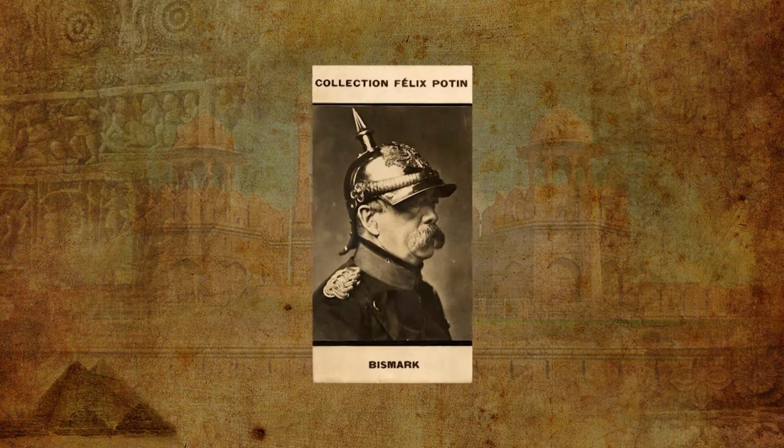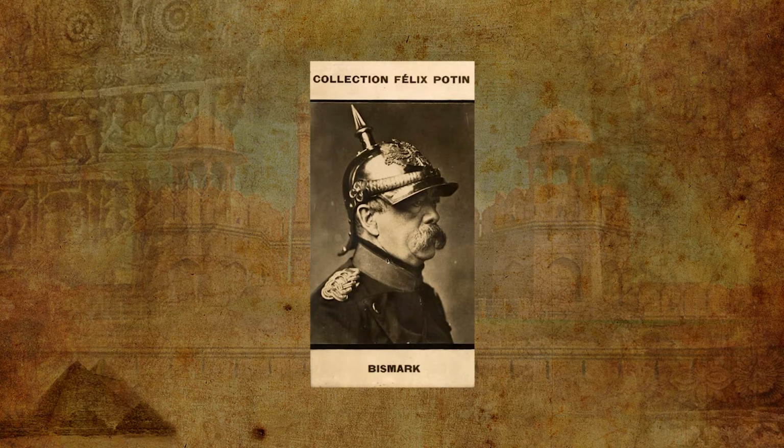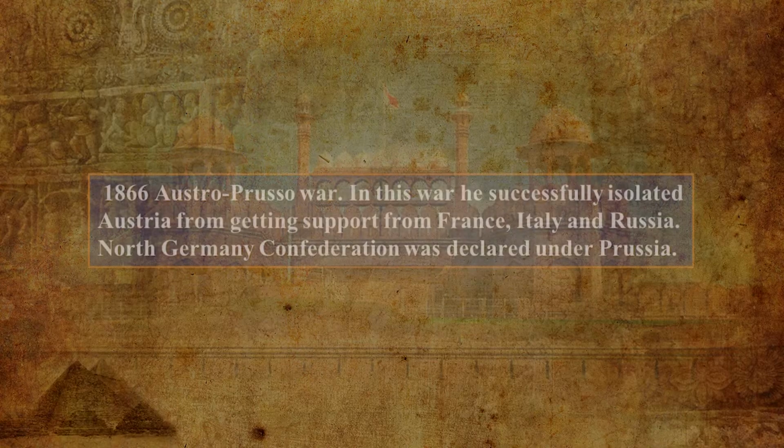You will be surprised to know all these three countries did not believe in the process of unification, especially Austria. But when he was fighting with Denmark, he was able to isolate Austria and France. So, when he was fighting with Austria, he was able to isolate France, and finally in 1870 he was able to defeat France also.